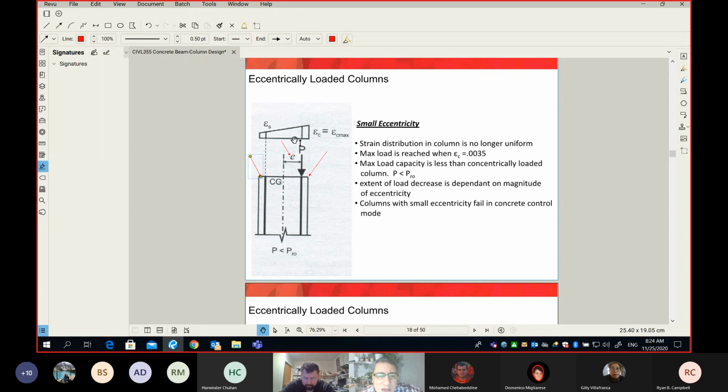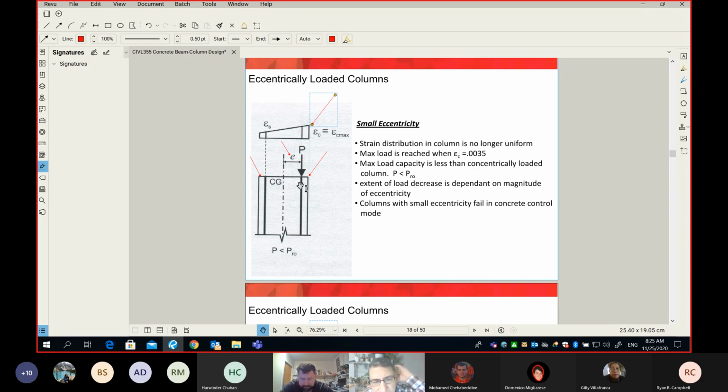I'm talking here about small eccentricity, which means the force is within the middle third of the section. If the force is within the middle third, the entire section will have compression. One side will have more compression and the other side less compression. What you see here is the strain diagram, but you can think of it just like the stress diagram. That's called small eccentricity.